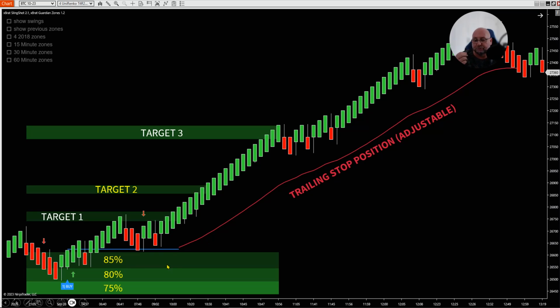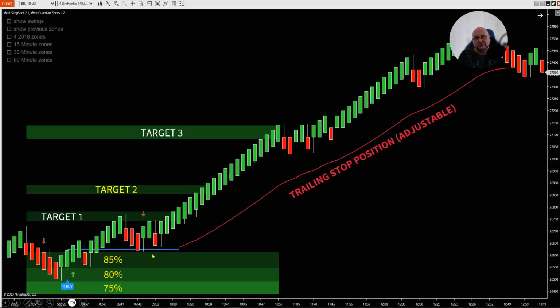So we have the three pullback zones here. The lower one is 75, the middle is 80, and the top is 85. So these are probabilities it's going to go on and hit target 2. We've got target 1, target 2, target 3 there. As you can see, in this case, it just shot through and went through the most.